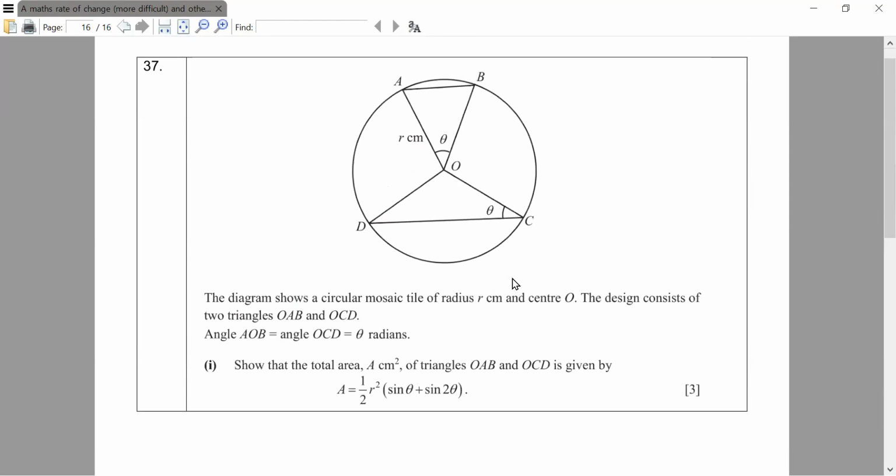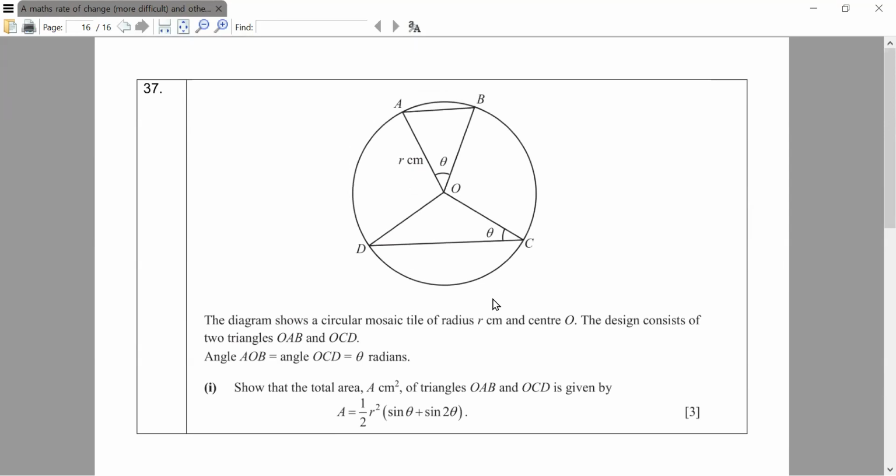What else we have? Finally, something interesting. 37. This question will involve theta. Okay, which will require you to remember your circle properties, the angle properties in a circle. Do you still remember? Am I still connected? Yeah. Angle at center equals 2 times angle at circumference. Sine rule, cosine rule. Remember? Yeah. Must go and recap.